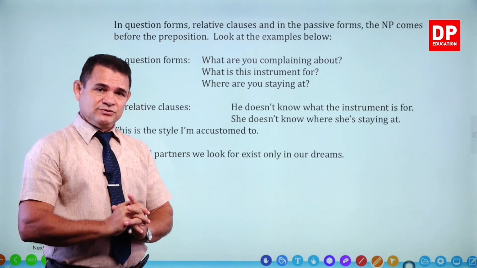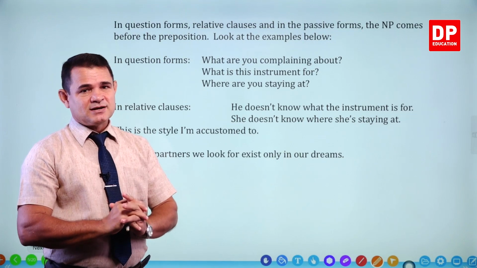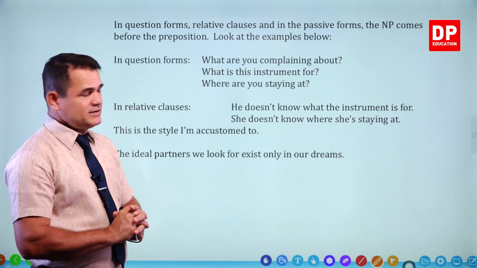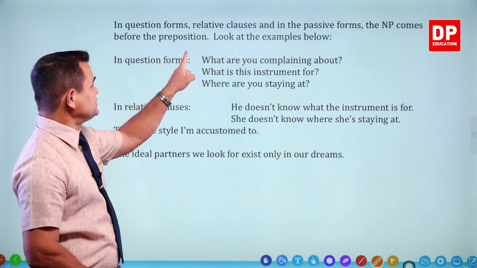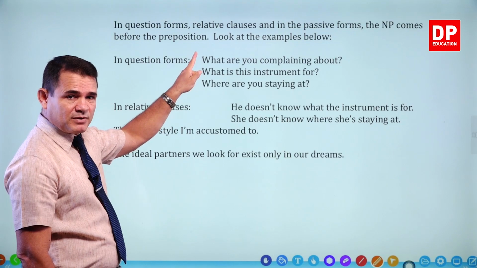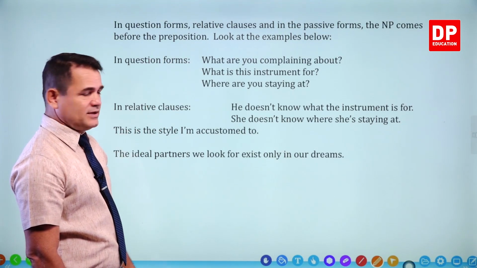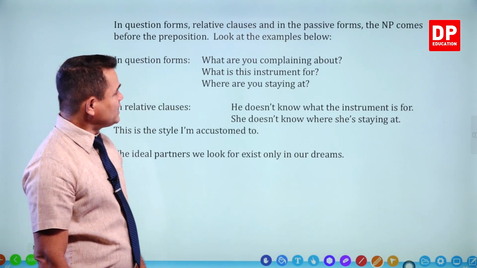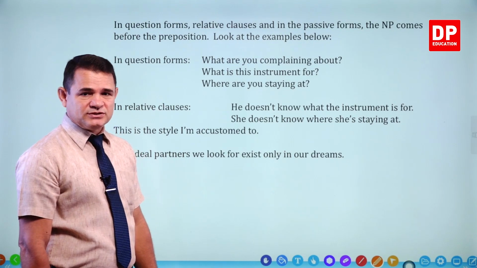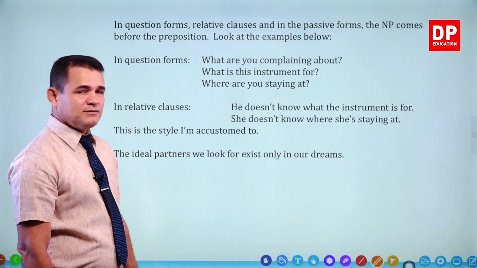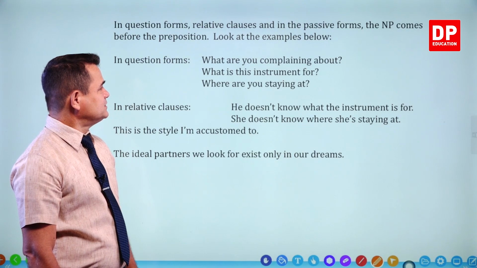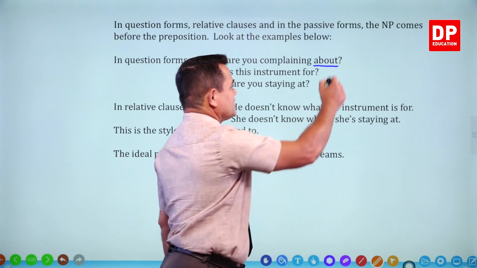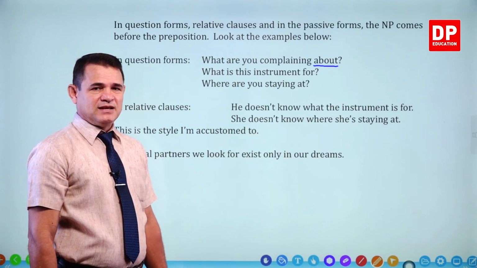Active voice, passive voice you have learnt. කර්මකාරක වාක්‍ය. The noun phrase, NP means noun phrase, comes before the preposition. ඒවයි preposition එකට කලින්ලු වෙන්නේ. Look at the examples below. In question forms. What are you complaining about? What are you complaining about? So this is what is the preposition? Complaining about.